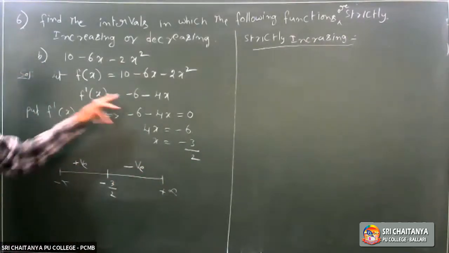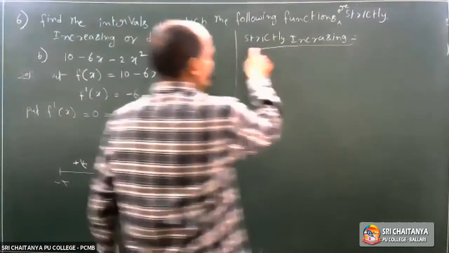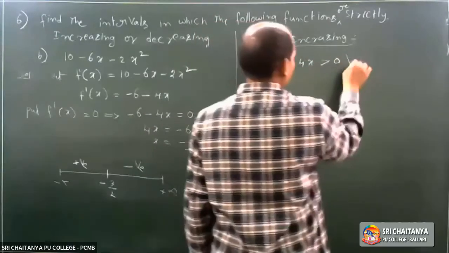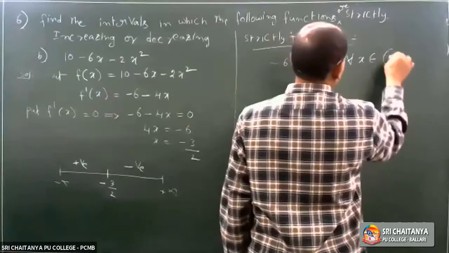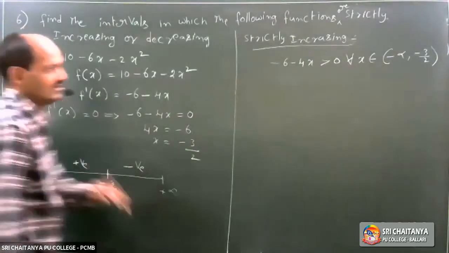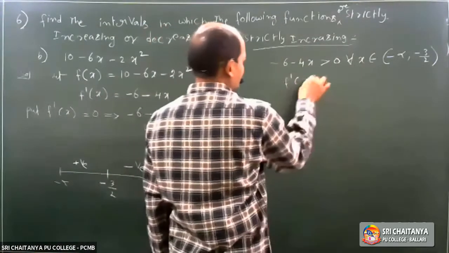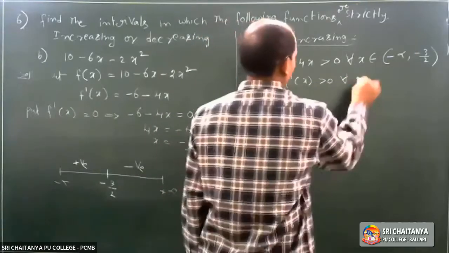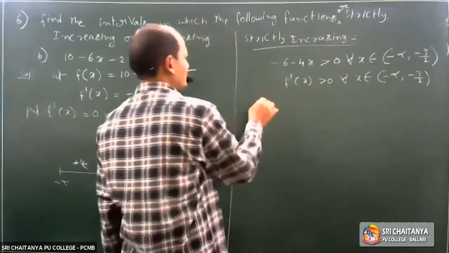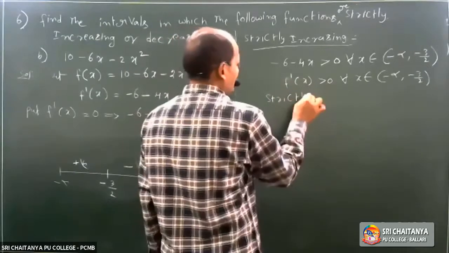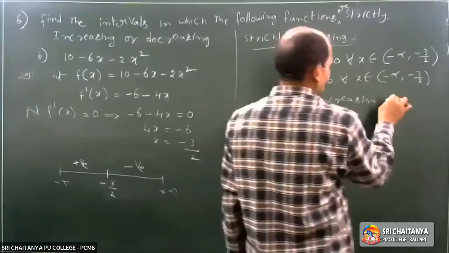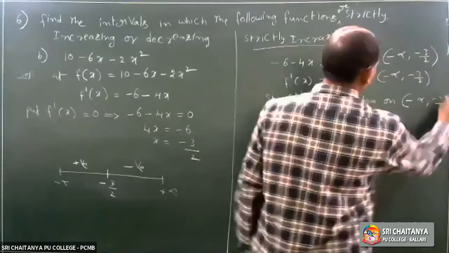The first derivative is minus 6 minus 4x. Next, the side heading: strictly increasing. Minus 6 minus 4x is greater than 0 for all x belongs to minus infinity to minus 3 by 2. So f dash of x is greater than 0 for all x belongs to minus infinity to minus 3 by 2. Therefore, it is strictly increasing on minus infinity to minus 3 by 2.